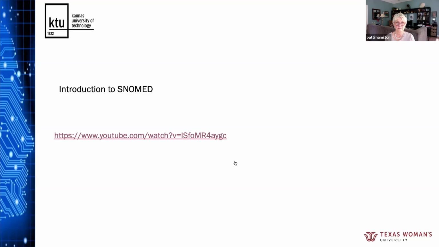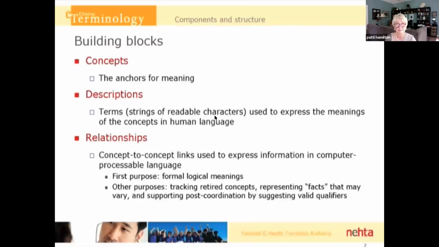And these are represented in a computer processable language that allows us to have formal logical meanings that can be processed algorithmically. There are a number of other purposes also for relationships. One is to be able to track retired concepts so we know what happened to them and what they should refer forward to in active terminology. Then we may also want to represent facts about concepts that may vary across time. So these are different from the defining relationships. And then we want to be able to support post-coordination by suggesting valid qualifiers.